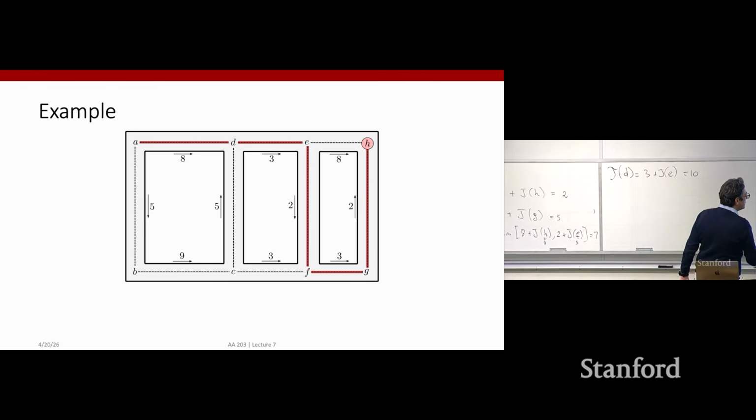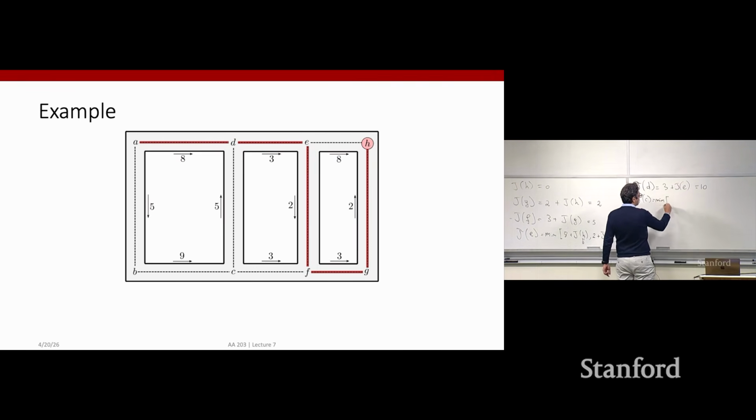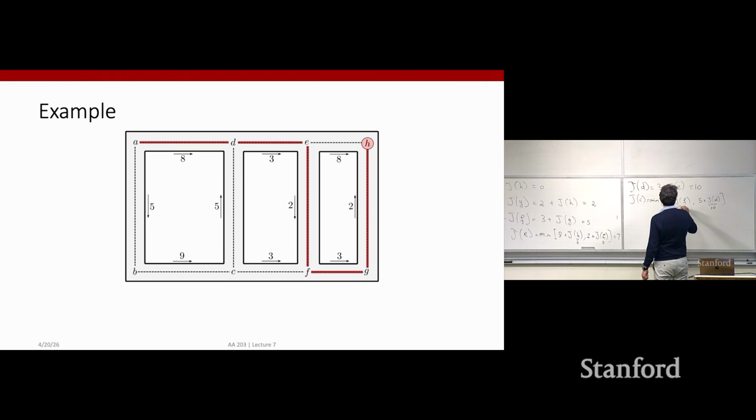Then I have C. So J of C is equal to the minimum between 3 plus J of F and 5 plus J of D. No need to recompute J of D. I can recycle the fact that I already solved for the tail problems. J of D is equal to 10. J of F is equal to 5. So 3 plus 5 is 8, versus 15. So the optimal cost is 8.